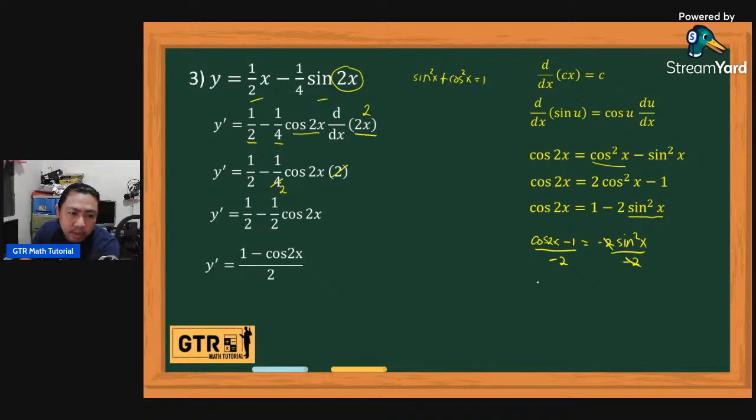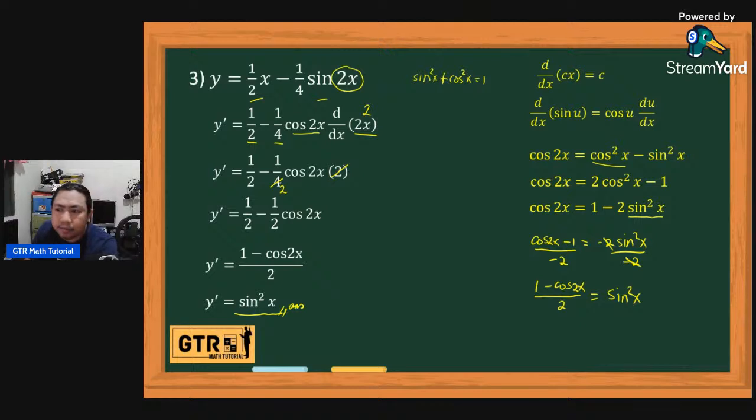negative 2 times negative 1, so that is positive 1. Negative 2 times cosine 2x is negative cosine 2x over 2. So the denominator is now positive and the numerator is negative. So this is equal to 1 minus cosine 2x over 2, which is equal to sine squared x. So therefore the final answer is sine squared x. So this is the final answer.